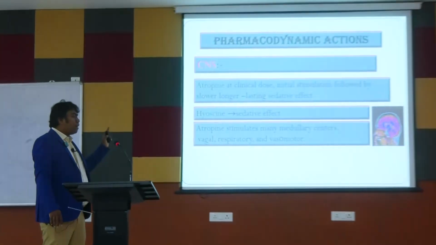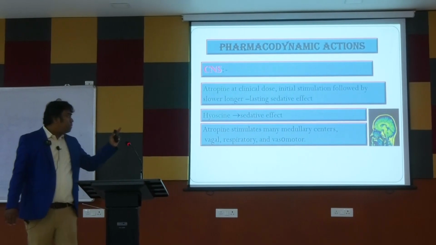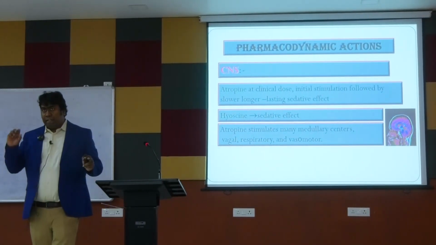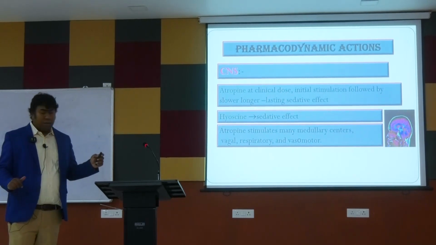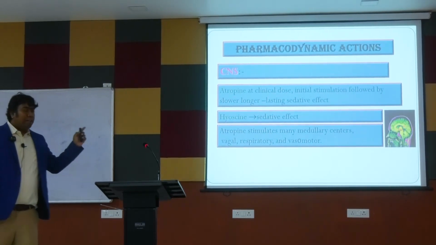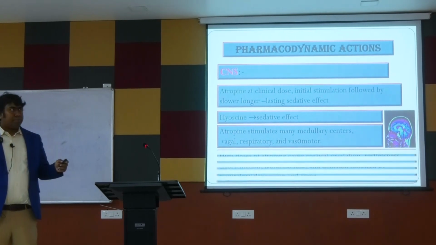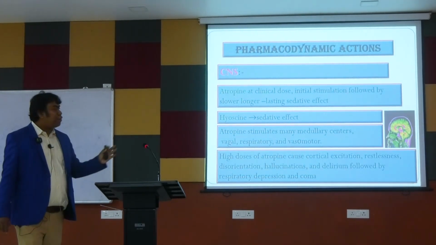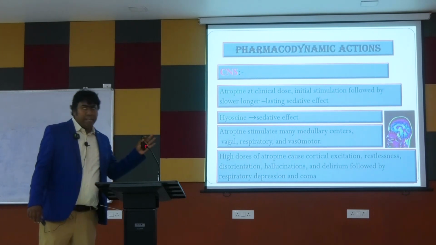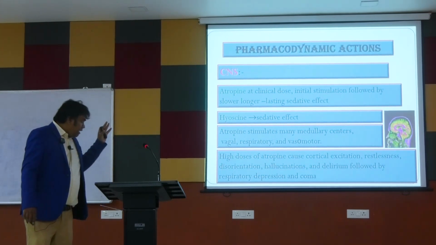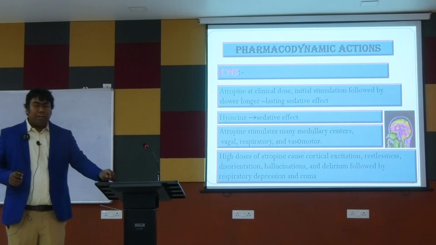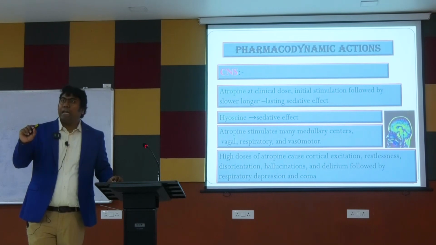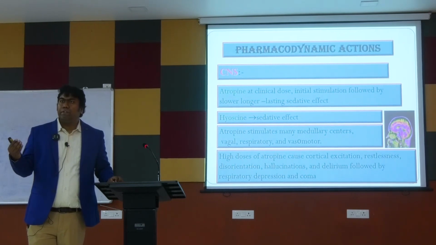Atropine stimulates the receptors, that is the medullary receptors: vagal, respiratory and vasomotor. That is the medulla, they stimulate these centers. Medullary centers like vagal, respiratory and vasomotor. In higher doses, atropine can cause cortical excitation, restlessness, disorientation, hallucination. So, belladonna poisoning. Belladonna is the source of atropine.